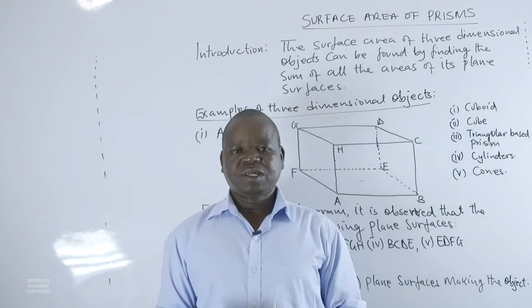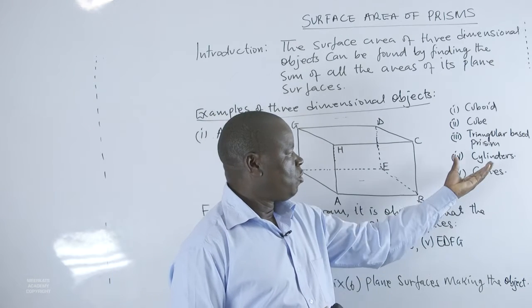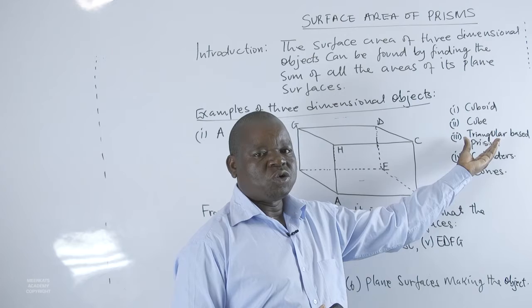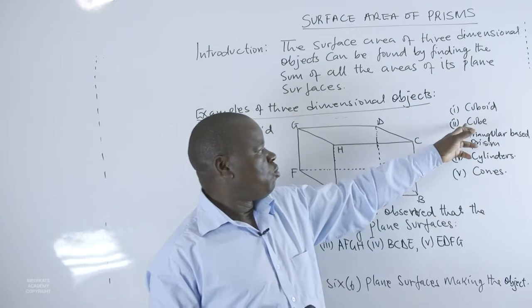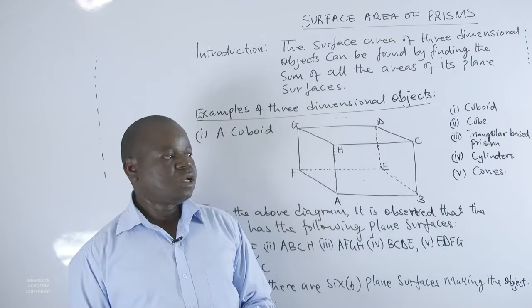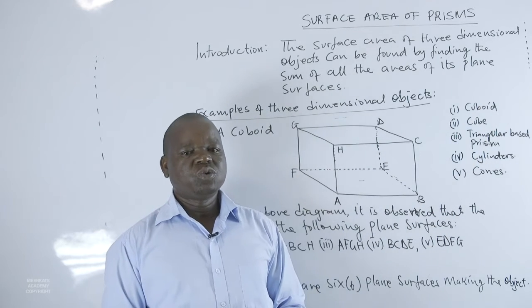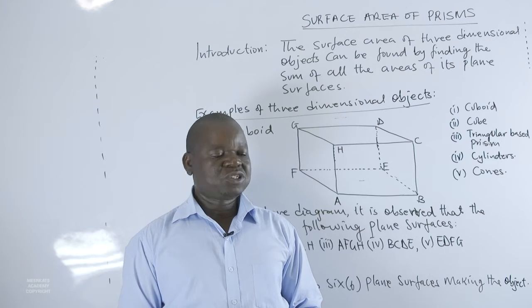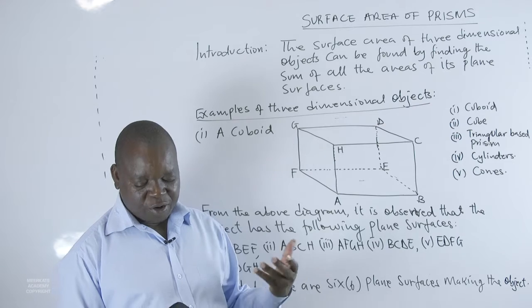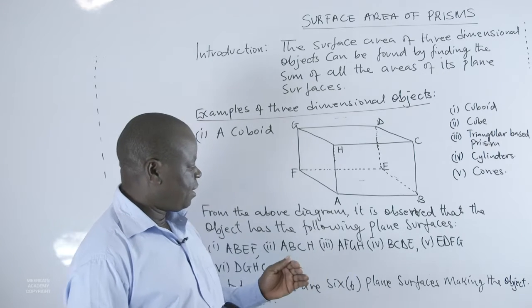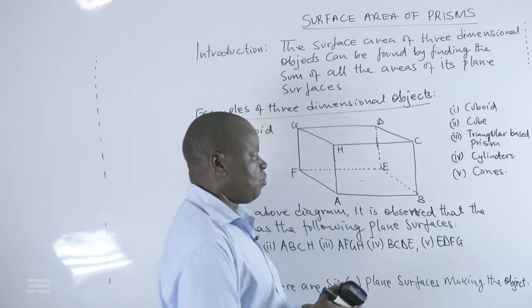Triangular base prisms are just prisms whose one or two of the planes are triangular in nature, as we are going to see. For a cube, all the surfaces are equal, are similar, and then for a cuboid, two plane surfaces are also similar. So we can use that information to now look at the surface area of each particular prism.